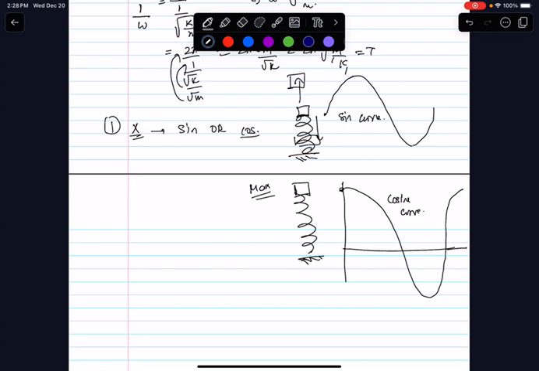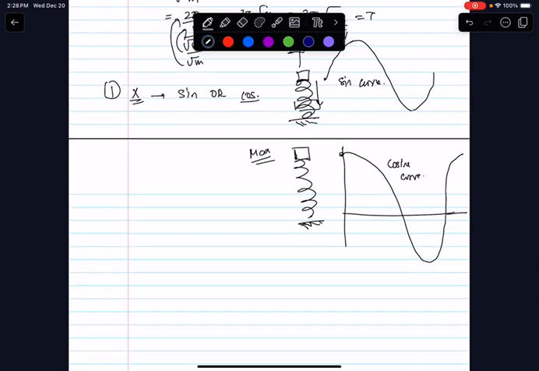The last thing we can also look at is frequency. We know that frequency is 1 by time period, and the time period is 2 pi square root of m by k. So sometimes they can ask you to find the frequency of this curve as well. That would be the main idea about it.